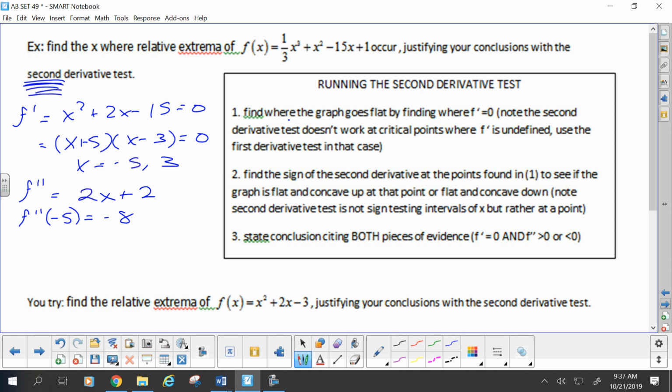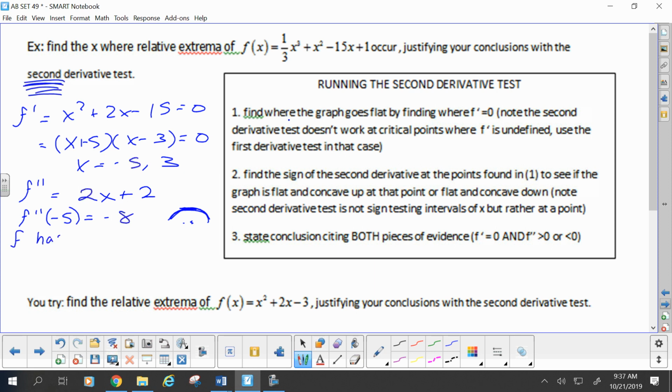Now, I just found, whether you know it or not, two things. I found that at negative 5, the graph goes flat because the derivative was 0, and we just established that the second derivative is negative, implying the curve is concave down. So that's enough to say, oh, there is a max there. The conclusion looks like this.